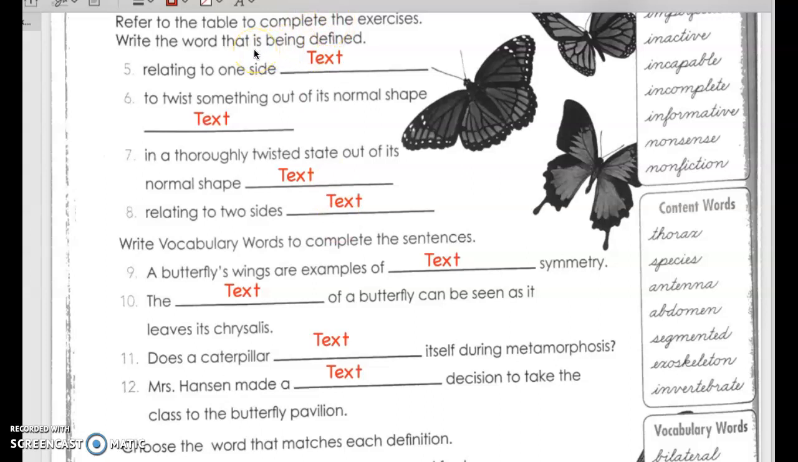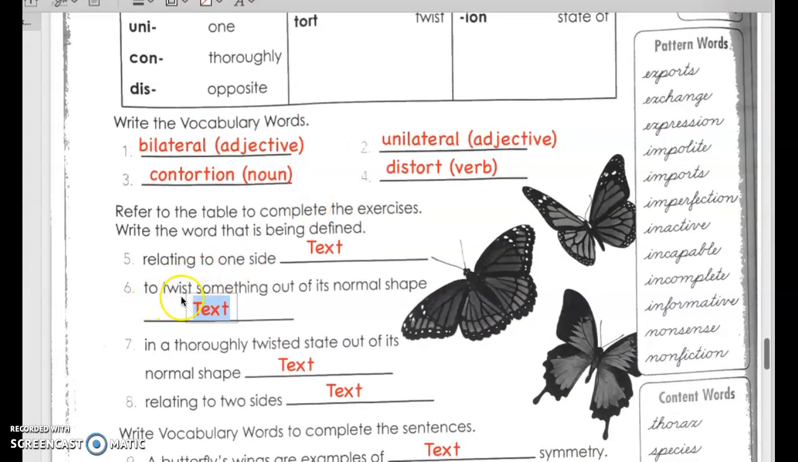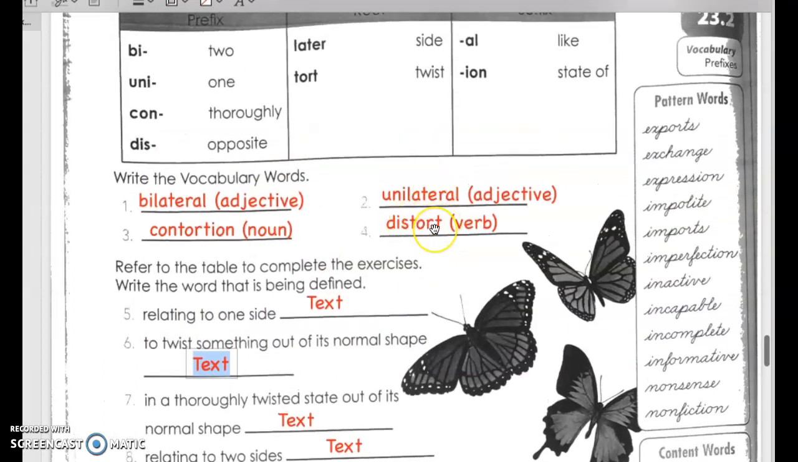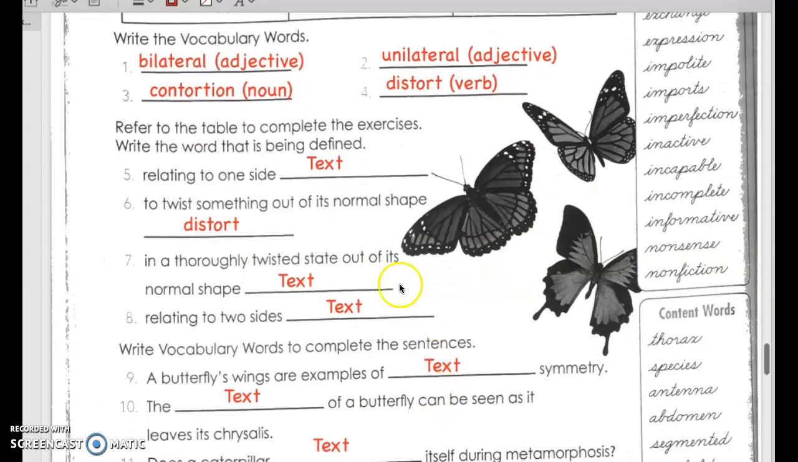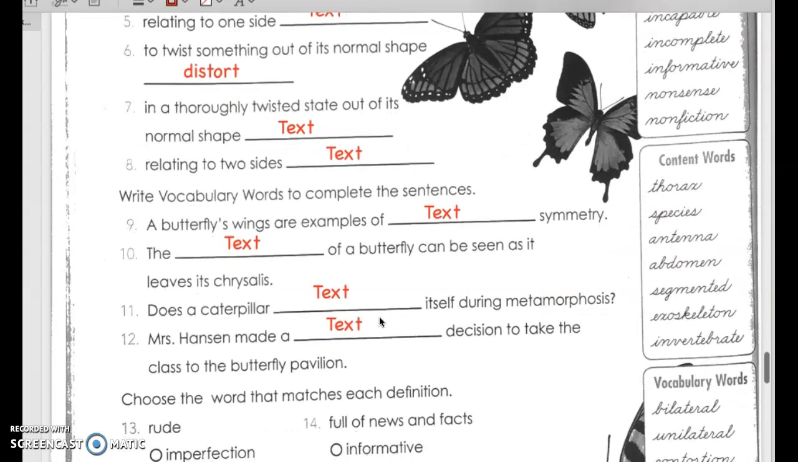Refer to the table to complete the exercises. Write the word that's being defined. So it gives you the definition. You have to say the word. For example, let's do: to twist something out of its normal shape. To twist, verb. So this will also help you. It's a verb. Twist something out of shape is to distort. Tort means twist, right? All right, I think you can do these 3 on your own. I have confidence. 9 through 12.